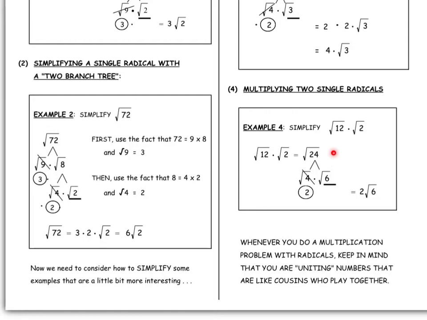the rule is take 2 multiplication radicals, make 1 big multiplication radical, and make a tree the same way you did over here if necessary, and the same way you did over here, except we can't see it anymore on the screen. Whenever you do a multiplication problem with radicals, keep in mind that you're uniting numbers that are like cousins who play together. Radicals are in the multiplication family, multiplication is in the multiplication family, so everybody gets to play together nicely. That's not going to happen in addition, but that's a different sheet.